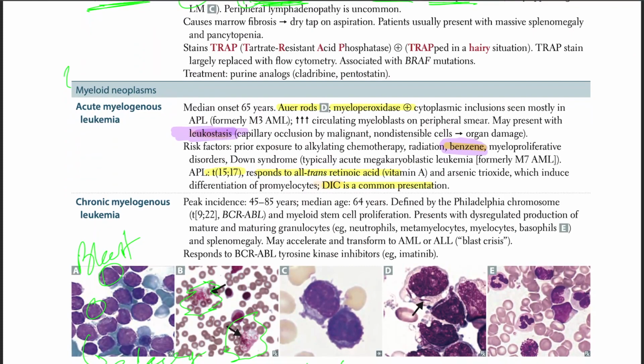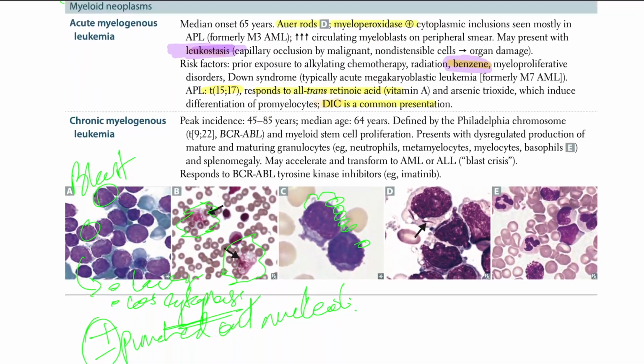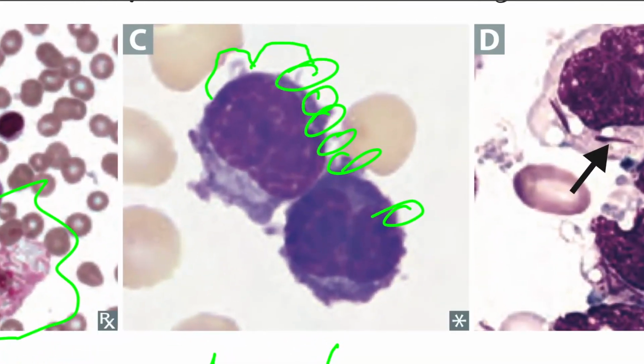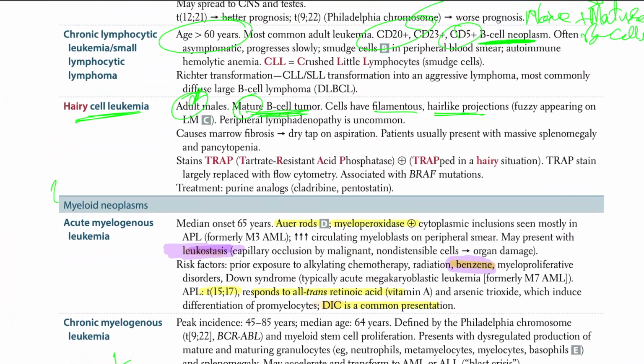Look at picture C. Cells have hairy projections and filamentous. You can see some filaments. I don't know if you can, let me try to zoom in and show you. You can see some filaments, like something is going on, some eruptions or something going on inside them. Filaments. And what else? Filamentous, hair-like projections, and peripheral lymphadenopathy is uncommon, so you do not see any lymphadenopathy here.